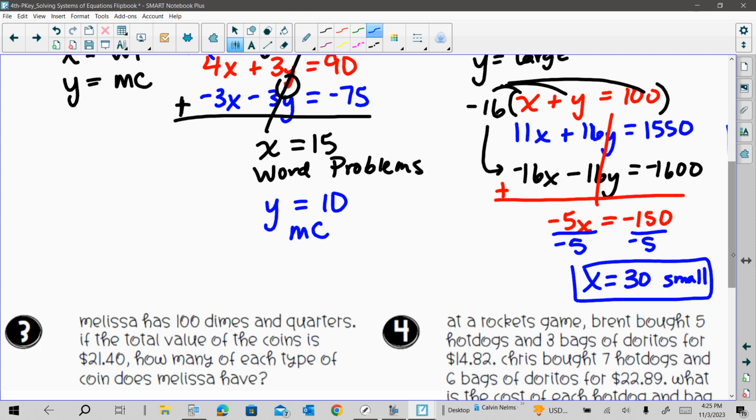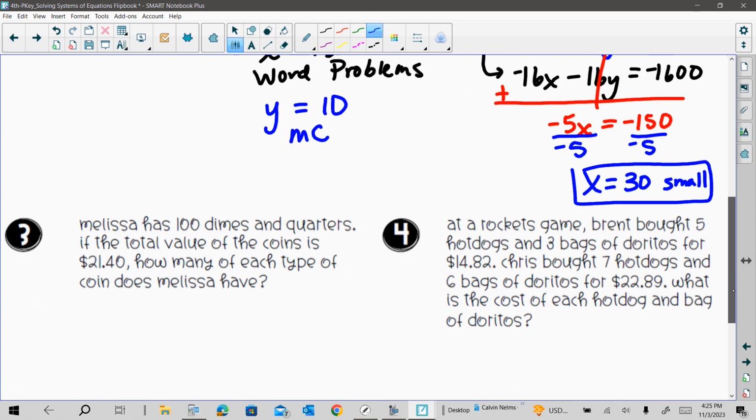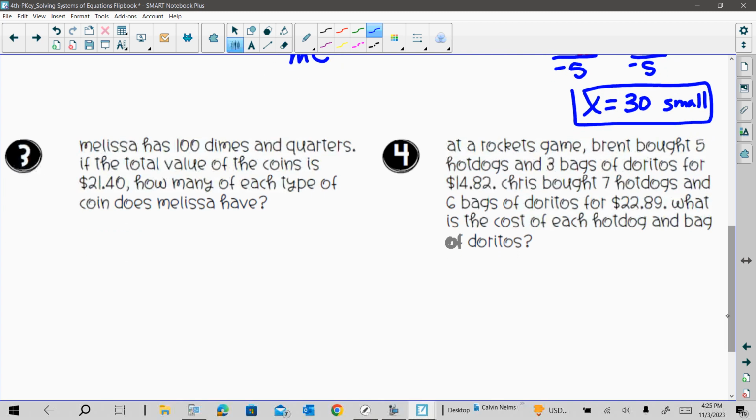Now, a lot of times when we're writing our equations, we're comparing two different units. And a lot of times we're doing that with money. So that kind of helps us define our variables. So really pay attention to number 3 here, because you're going to have one to do on your own in the mixed practice. The key word it says here is that it has 100 dimes and quarters. And she says that the total value of the coins is $21.50. How many do we have of each type?